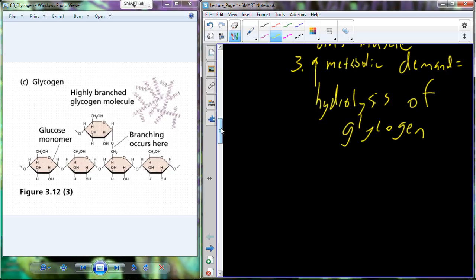So if I were to give you a starch molecule and a glycogen molecule, very similar bonds. However, the bonds happen more frequently within the glycogen molecule. You may have branching in a starch molecule that's very infrequent. In glycogen, it's very, very frequent, and even the branches have branches coming off of them.